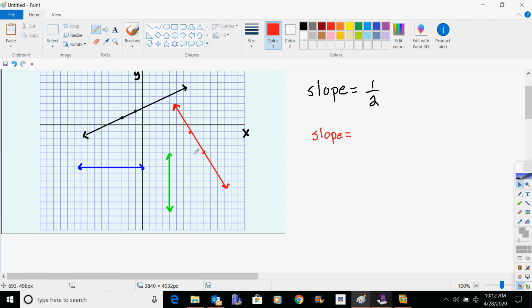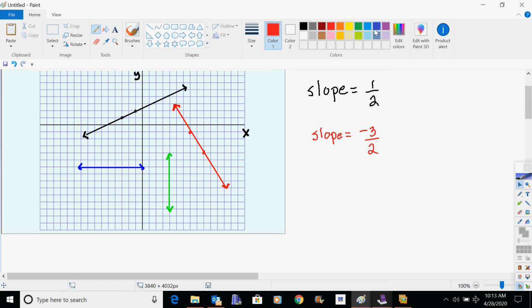Now this one's a negative slope. Remember, the ones that tilt up are positive. This is negative, so you're counting down and over. So I go down 1, 2, 3 blocks down and 1, 2 blocks over. Down 3, over 2. And that's your slope.